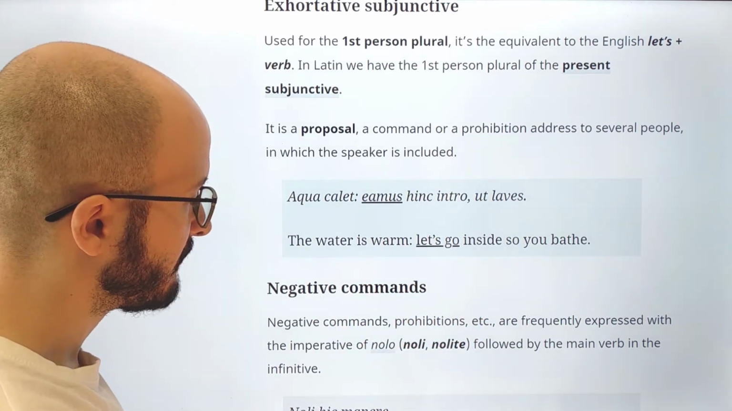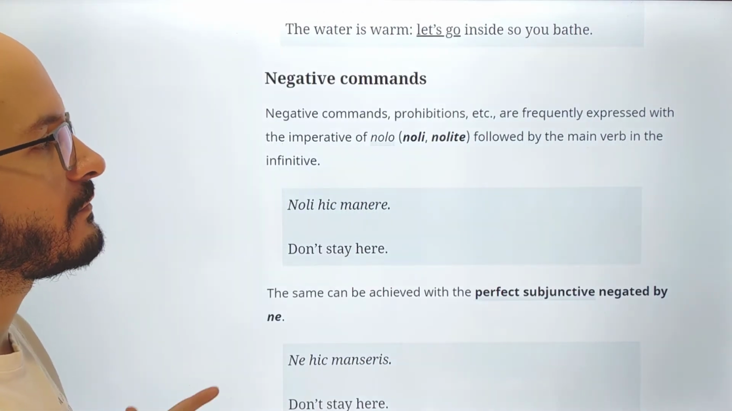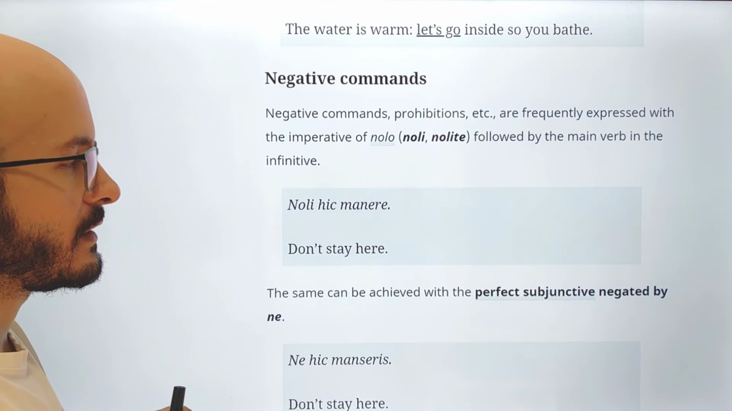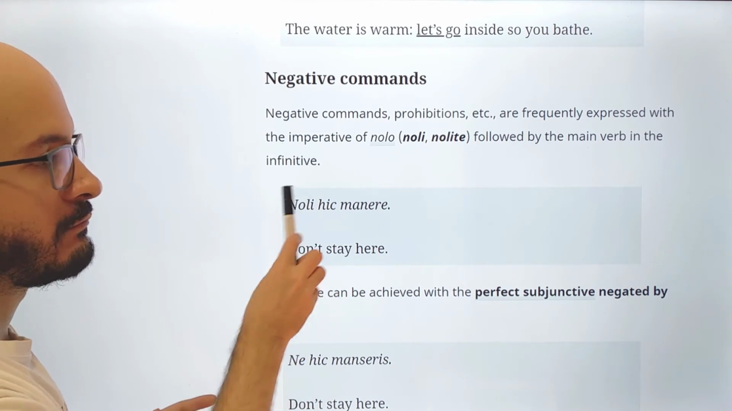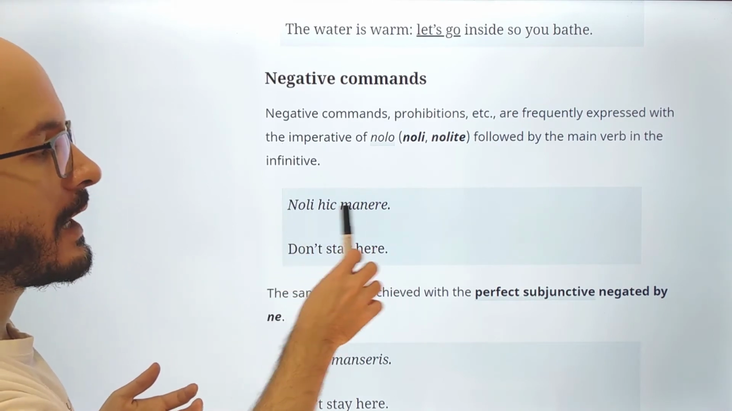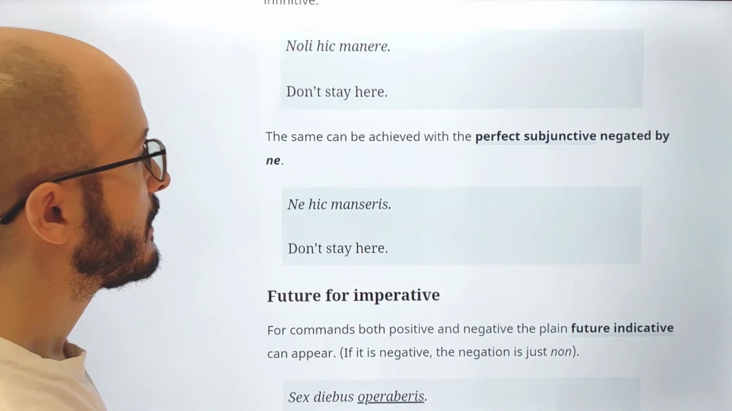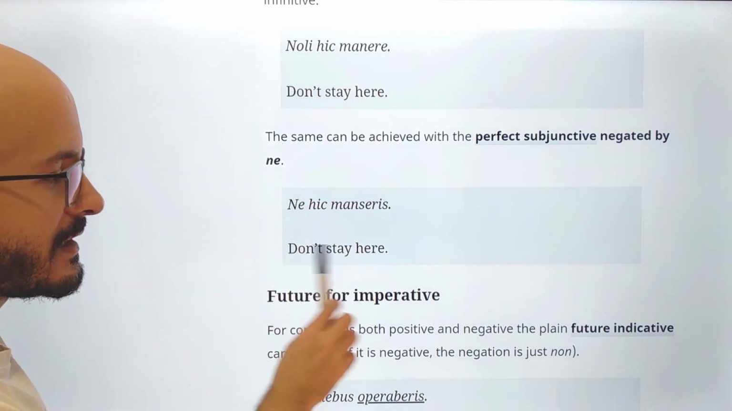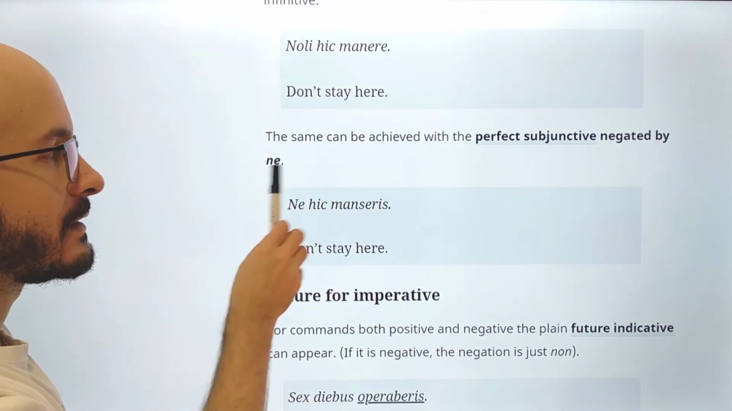Then, negative commands. Negative commands, prohibitions, etc. are frequently expressed with the imperative of nolo, noli, nolite, followed by the main verb in the infinitive. For example, here we have noli hic manere. So we see the corresponding person of nolo, noli or nolite, and the infinitive. Don't stay here. Quite simple. Then, the same can be achieved with the perfect subjunctive negated by ne. This is exactly the same translation, don't stay here, with the perfect subjunctive negated by ne.